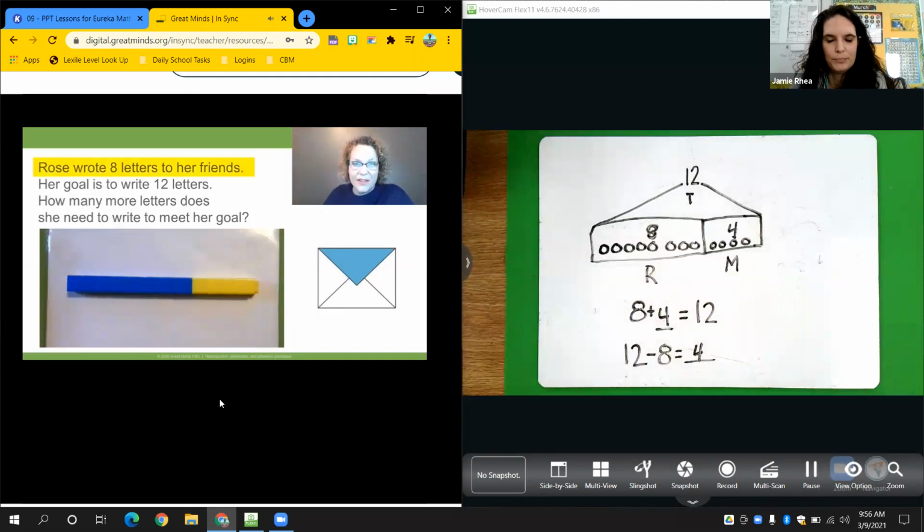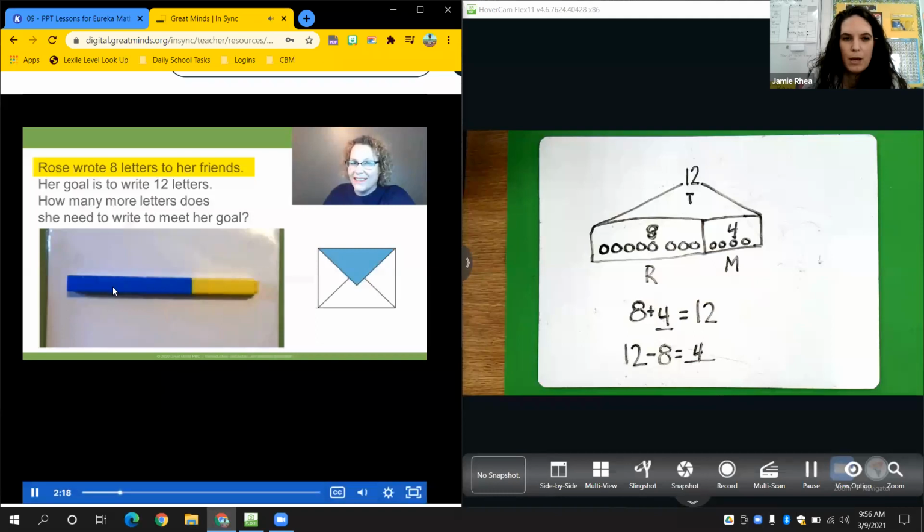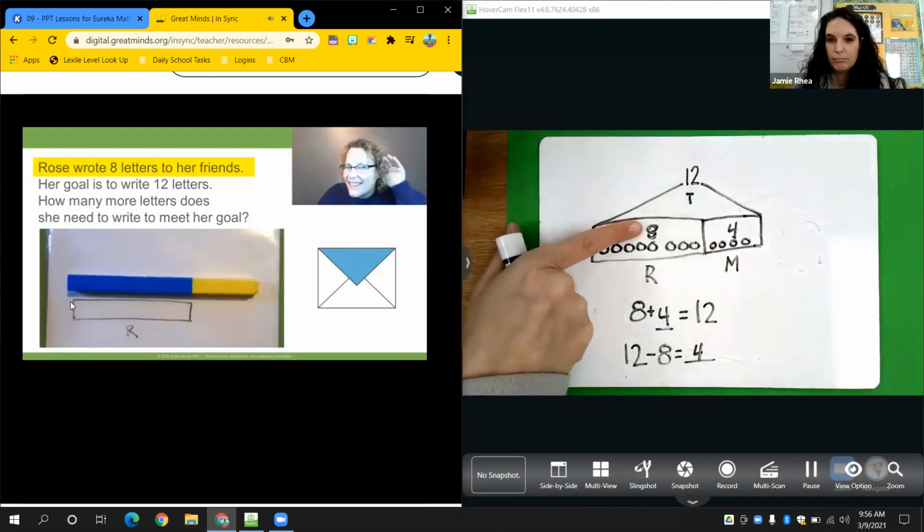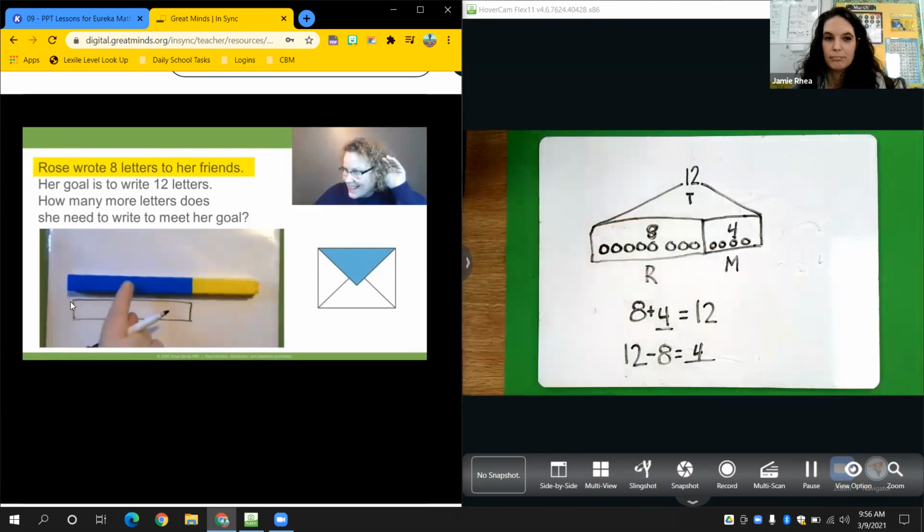Rose wrote 8 letters to her friends. Can you point in my linking cube model? Where are the 8 letters that Rose wrote to her friends? That would be the blue cubes right here. So I will draw a tape to represent the 8 letters that Rose has already written. I'm going to label this R. What number should I write inside? We should write 8.